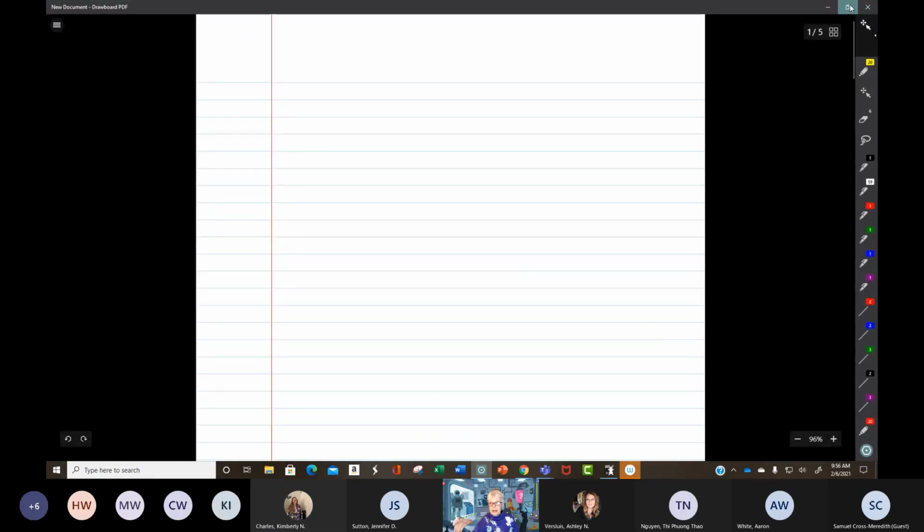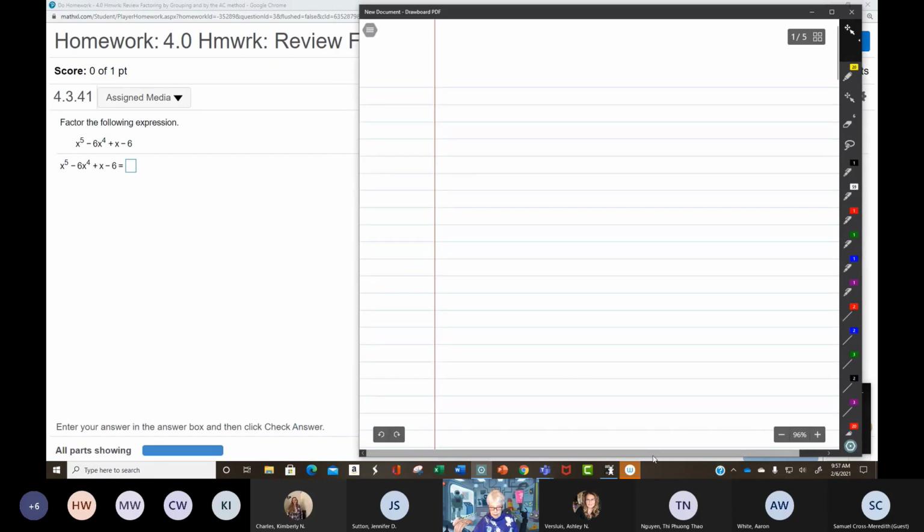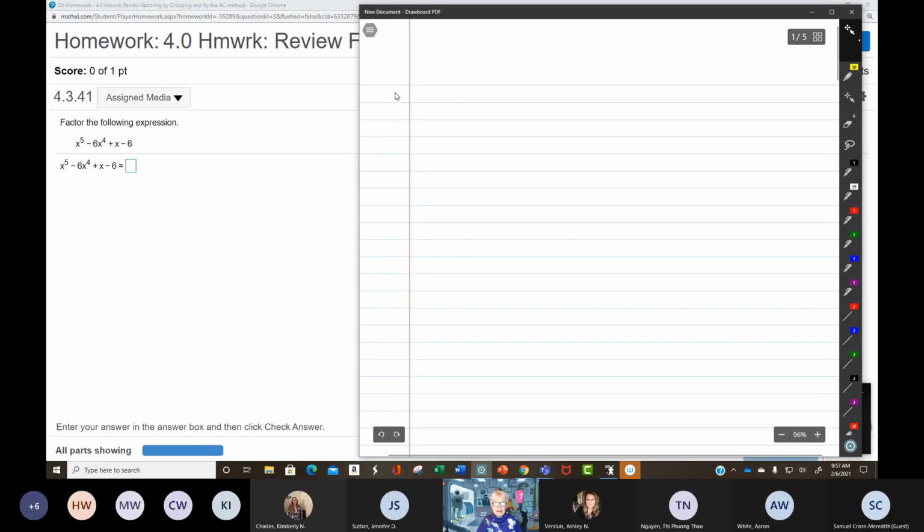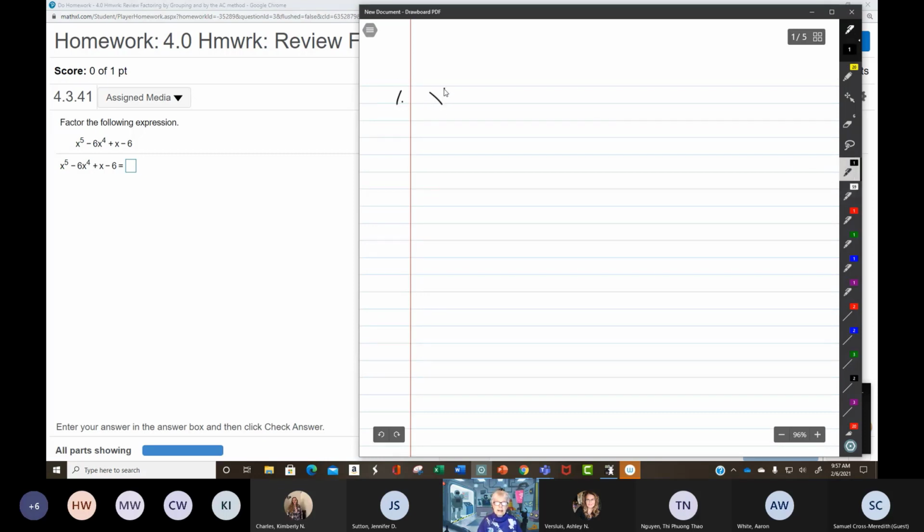The instructions say to factor. Excuse me, to factor the following expression. Okay, so our expression is, this is number 1, incidentally, I believe. Yeah, 1. x to the 5th minus 6x to the 4th plus x minus 6. It doesn't say how we should factor this.